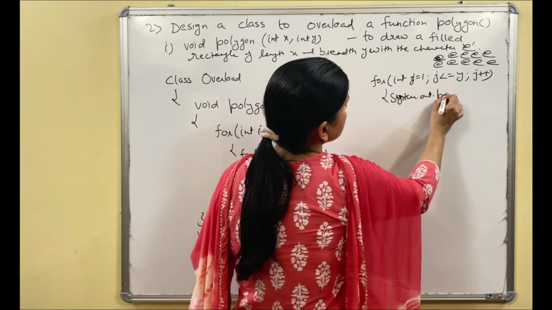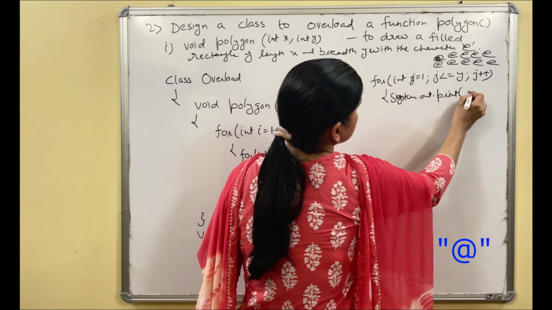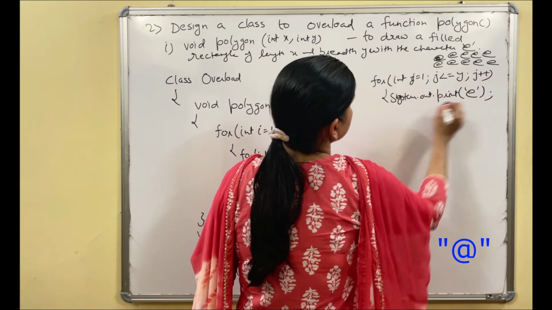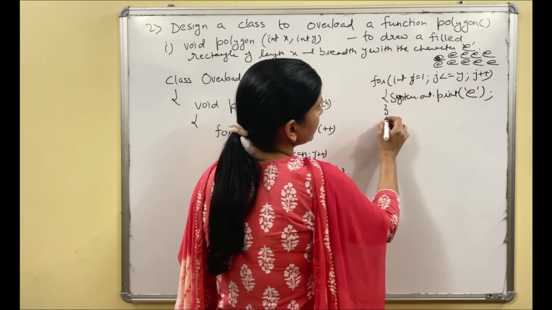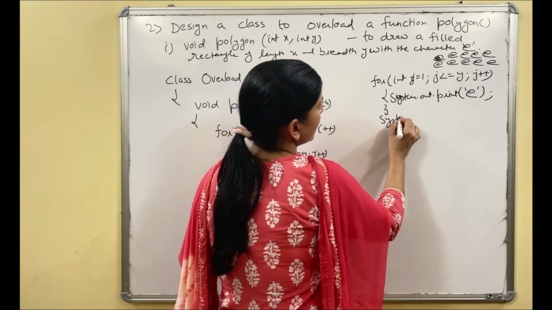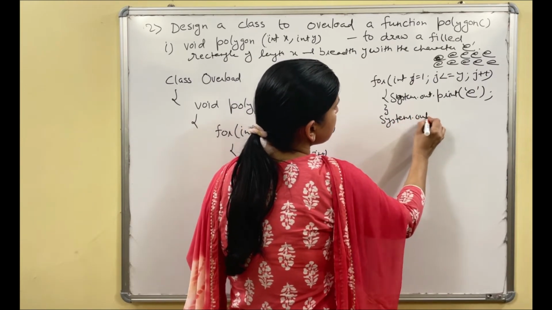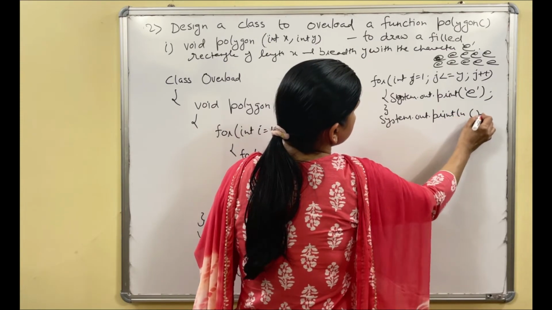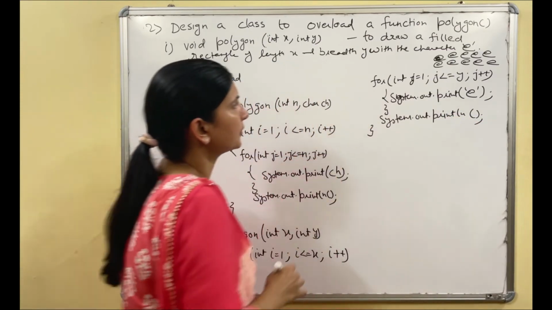System.out.print "@". It is given in the question, that's why I am giving it here, right? And when it comes out from the inner loop, the cursor should come to the next line. And how will we bring the cursor to the next line? Simply System.out.println, and the outer loop will be closed.